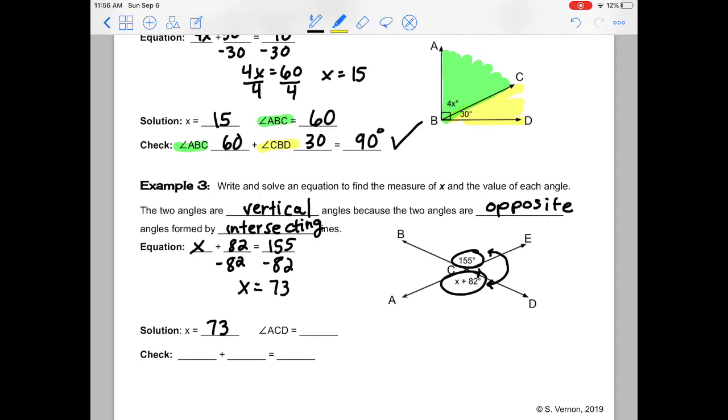Angle ACD, this portion here, is x plus 82. We said x is 73, plus 82, we get a value of 155. So let's check: 73 plus 82, because 73 is our x here, equals 155. This is correct, so we are correct.